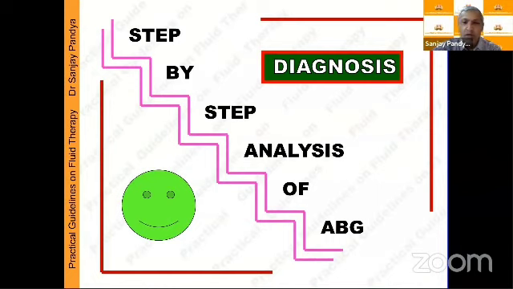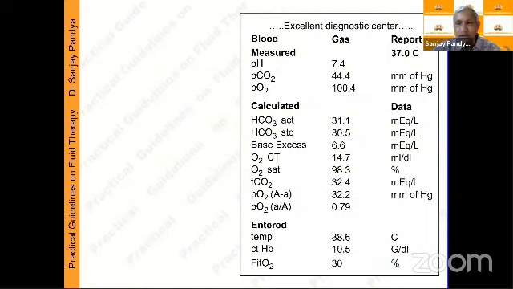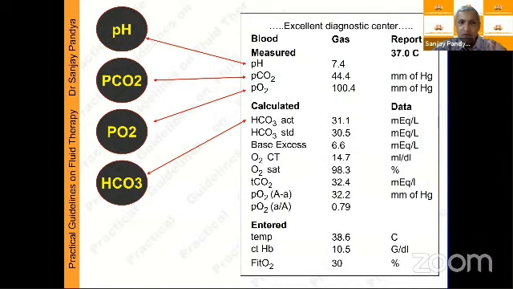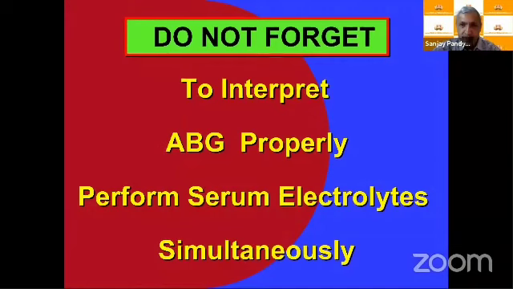Now, when we want to have step-by-step analysis of ABG, for the first time when we read this ABG report, we get confused about which values are important to interpret and which are not useful. So the basic simple answer is that when we want to interpret ABG, first look at the pH, second look at the bicarbonate, then look at the PCO2. Regarding oxygenation, we are not going to discuss it today. And don't forget, to interpret ABG properly, we need to have the serum electrolytes report simultaneously. Some of the ABG machines have inbuilt electrolyte analysis, and then it becomes easy for us.